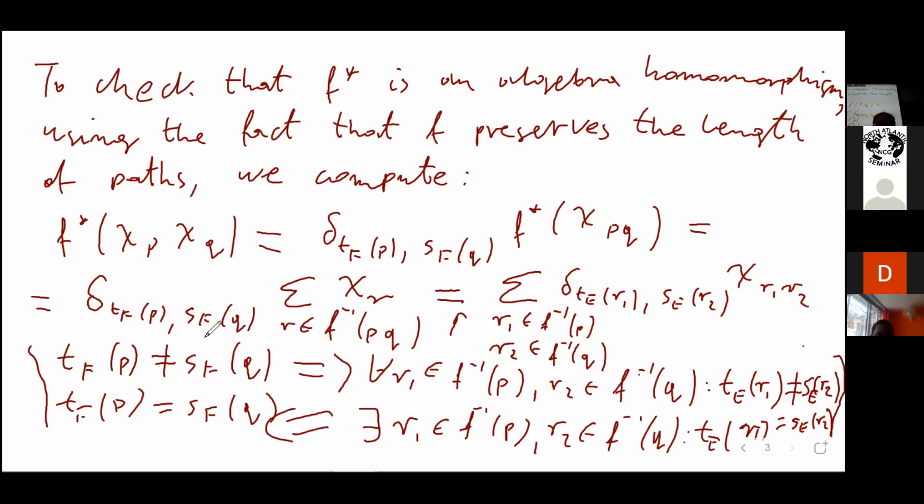Now, why is this equal to that sum? That's a good point. Why is it equal to that sum? So now I have that the end of P is the beginning of Q. I must say this is not obvious to me now.